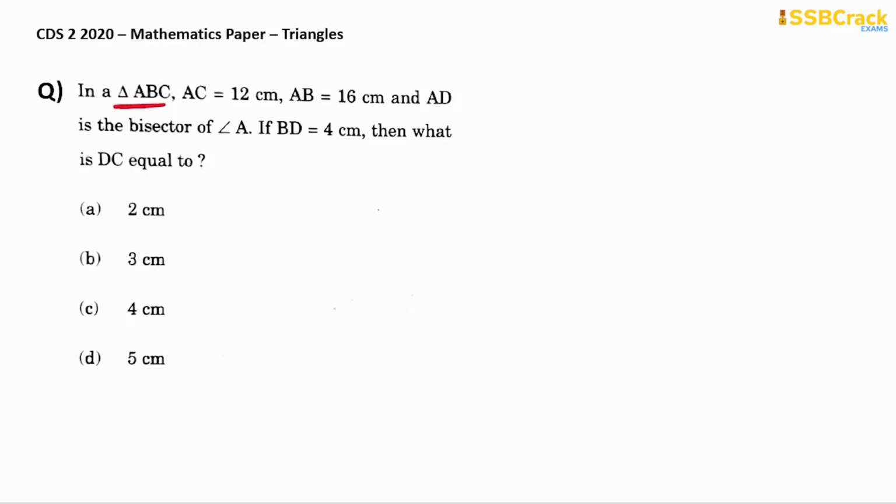In a triangle ABC where AC is equals to 12 centimeter, AB equals to 16 centimeter and AD being the bisector of the angle A, we have BD equal to 4 centimeter. And we have asked about the length of DC. So is it 2, is it 3, is it 4 or 5? To find it out, yes, of course, you have to draw the diagram and use the concepts of angle bisector. You must know the theorem of angle bisector.